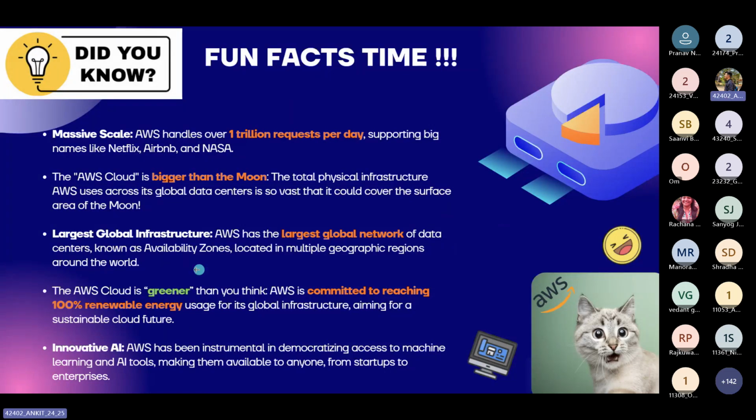And also, AWS Cloud is greener. Yeah, its theme is orange, but it's greener, because it's committed to reaching 100% renewable energy. All these compute services used for 1 trillion requests, so you can imagine the power, servers, and resources being used every day, every minute, every second. So it harms the environment, right? But AWS is trying its best to become greener and reach 100% renewable energy for its global infrastructure and a sustainable future, sustainable development definitely, and innovative AI.